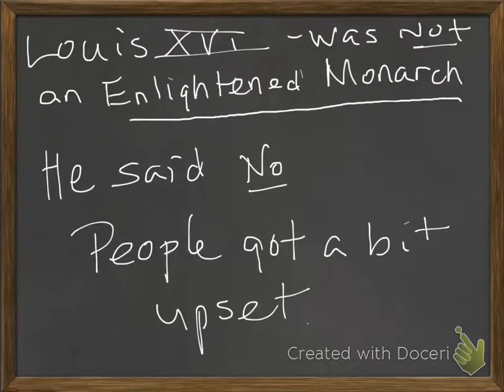And Louis XVI, he wasn't an enlightened monarch. He said no. And people got a bit upset. As you can imagine, they don't have any money. Louis XVI is trying to encourage them to give up whatever they can afford. So what? So he can have lavish parties and spend it where it shouldn't be spent?